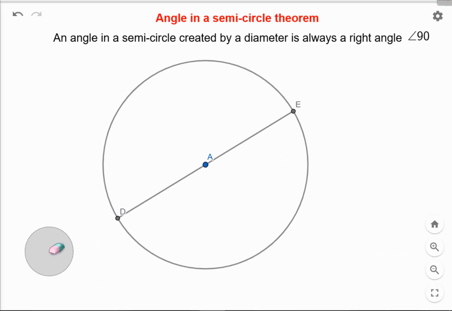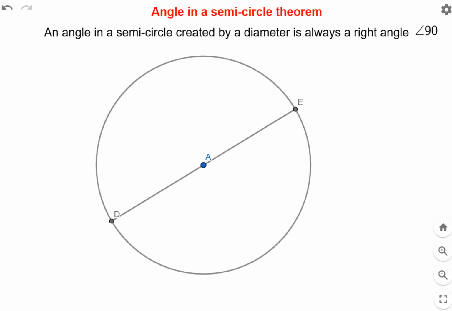Now, what does the theorem say? The theorem is saying that an angle in a semicircle created by a diameter is always a right angle, that is 90 degrees. So let's create an angle from this diameter and let's measure the angle size and let's see whether it will be 90 degrees. That is a right angle.